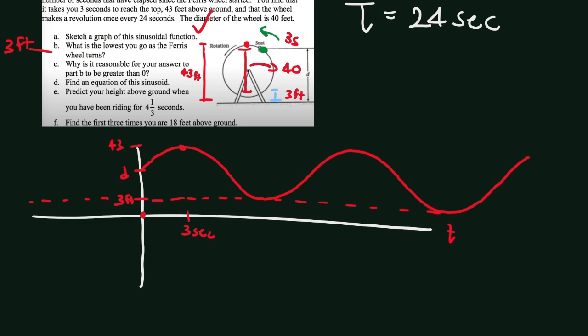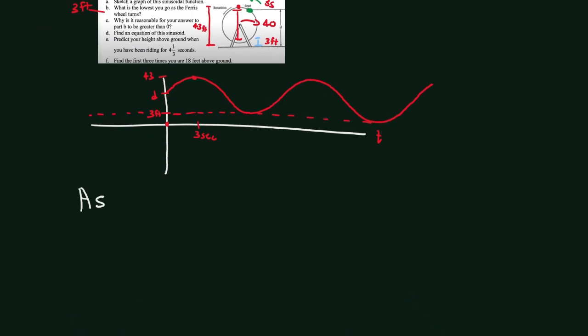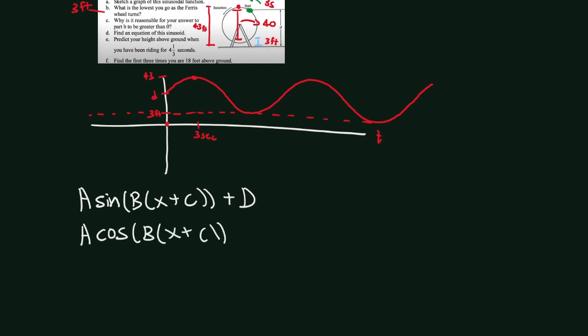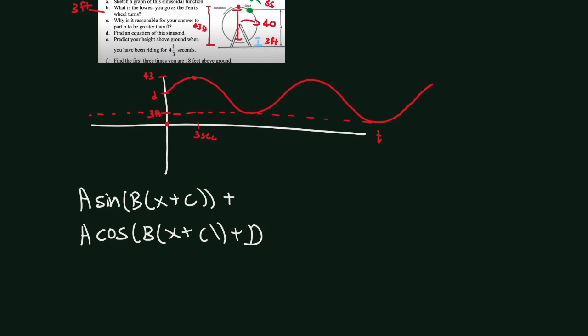Now, part D asks, find an equation for the sinusoid. So we can work with these two equations: a sine of b x plus c, plus d, and a cos of b x plus c, plus d. You can choose one of these to work with. I'm going to choose cosine because this function seems to more resemble a cosine function, so it seems the best for me to work with. So we're going to just ignore the sine one and work entirely with the cosine one.